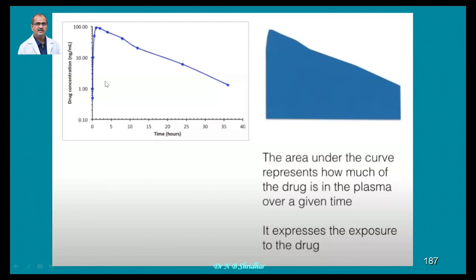Then if you take this particular region as the area, it becomes like a solid mass, and the area under the curve represents how much of the drug is in the plasma over a given time. That simply determines the bioavailability of the drugs. So it also refers to the exposure of the organs to the drug, or the quantity of the drug available in a given time.